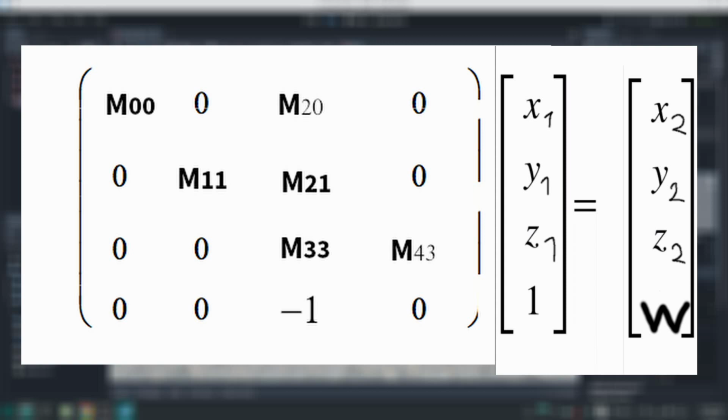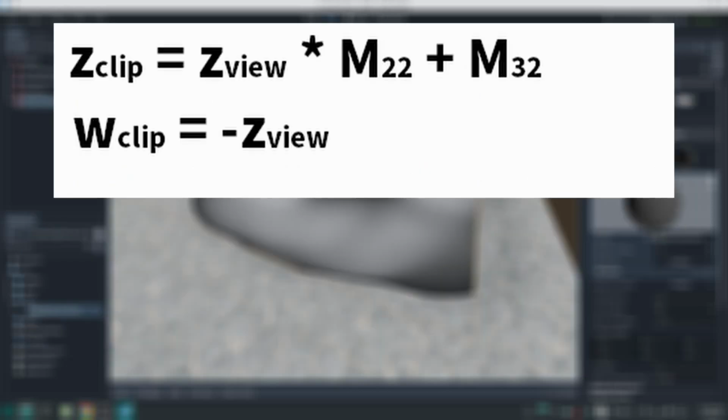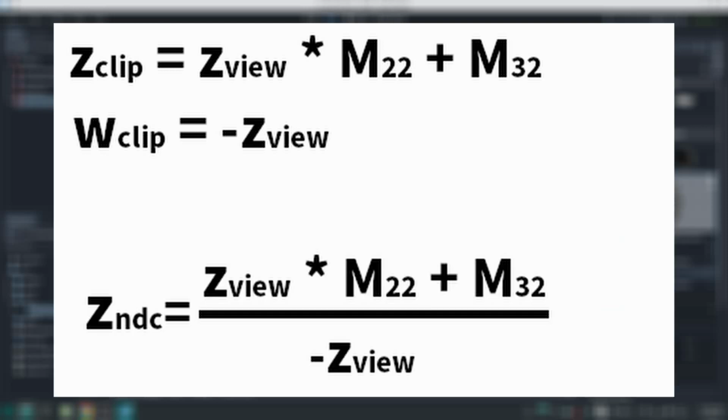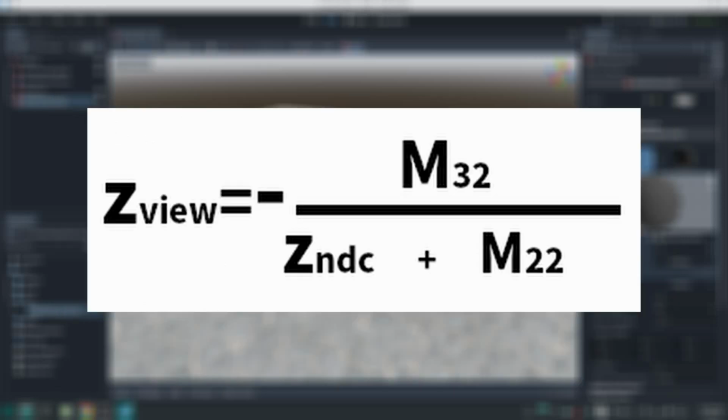So here we care only about the Z component and W component. Then I just write the matrix multiplication only for these two parts. First, I should calculate Z and then W. Then divide Z by W, and this will give us the normalized device coordinate. Now, just by using our knowledge in mathematics, we can solve this equation for Z in view space, and I can obtain this formula.